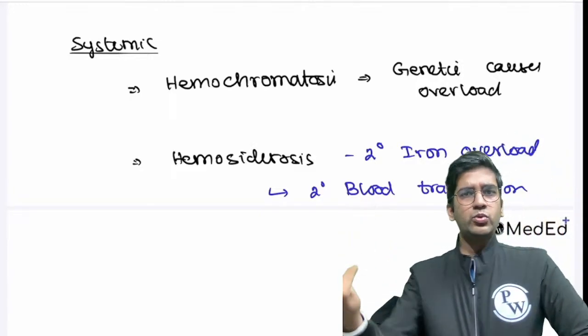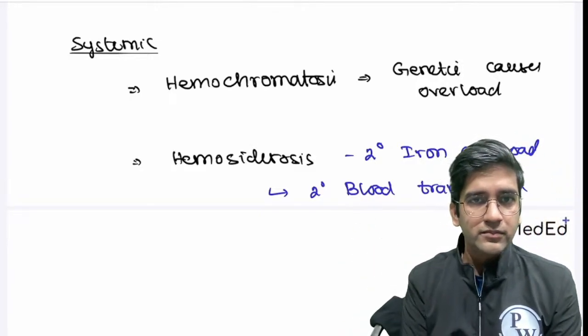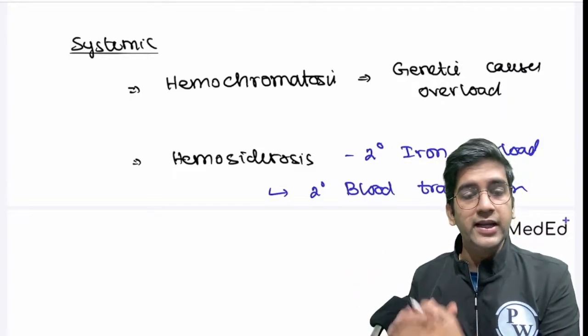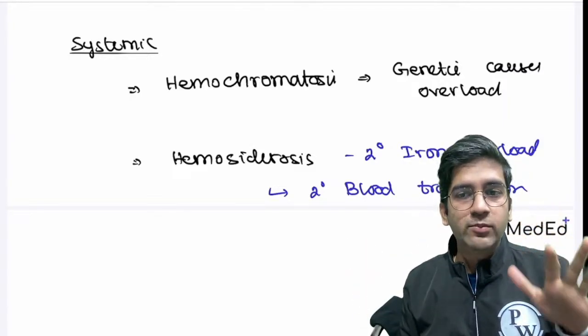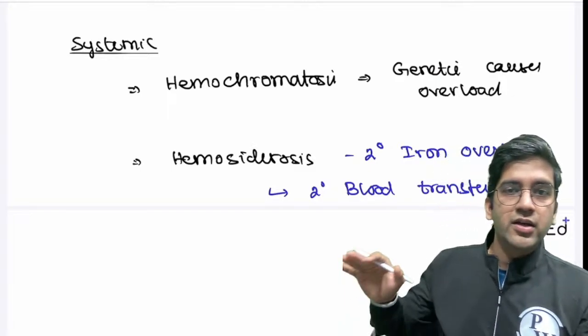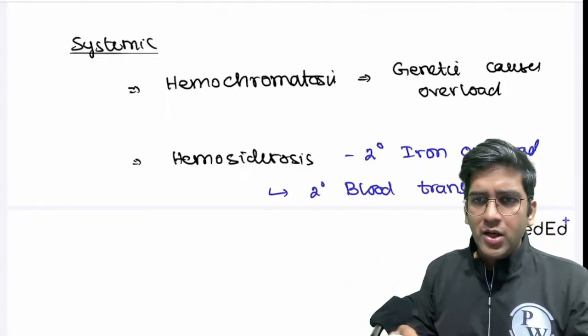Most likely it is a mutation of the DMT regulator. Fine. Okay, mutation of hepcidin, right? If it's a genetic mutation causing a systemic iron overload, I call it hemochromatosis. If it's a secondary iron overload, I call it hemosiderosis, right?